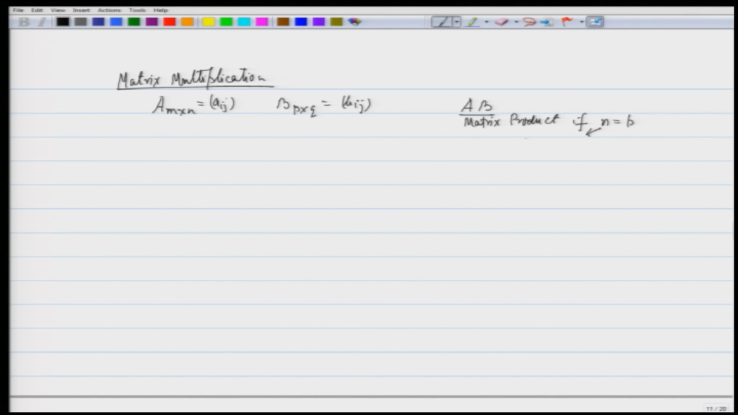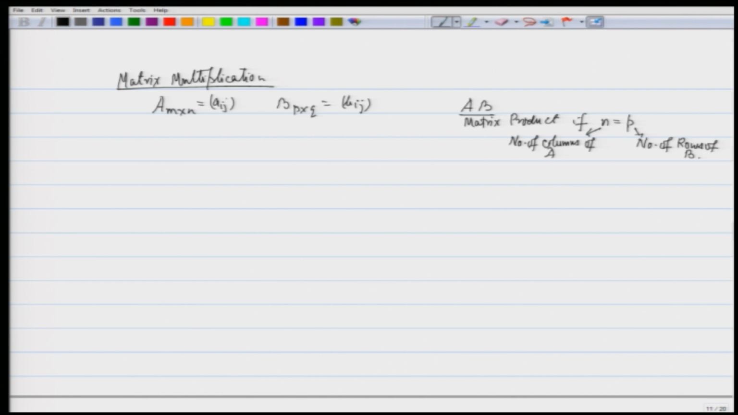So, n means the number of columns of A should be equal to the number of rows of B. Now, why it has been defined this way cannot be explained now, but we will look at examples and see why it plays such an important role for us, all right, because it is not just multiplying some things, but more than that.